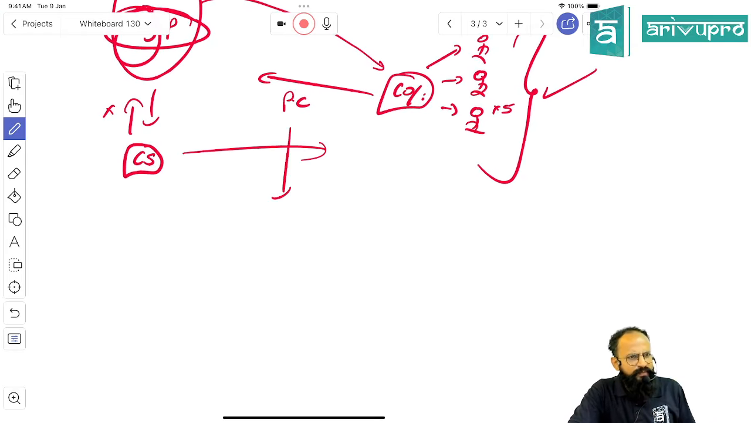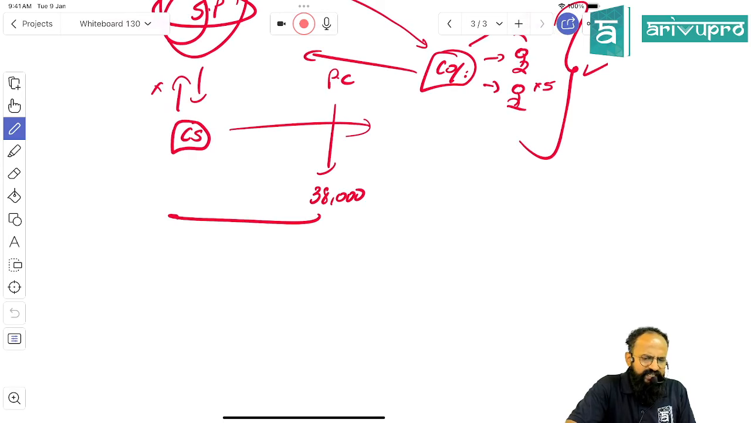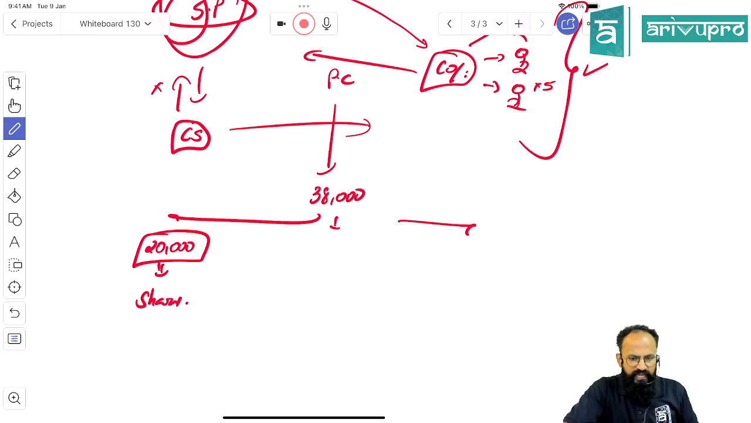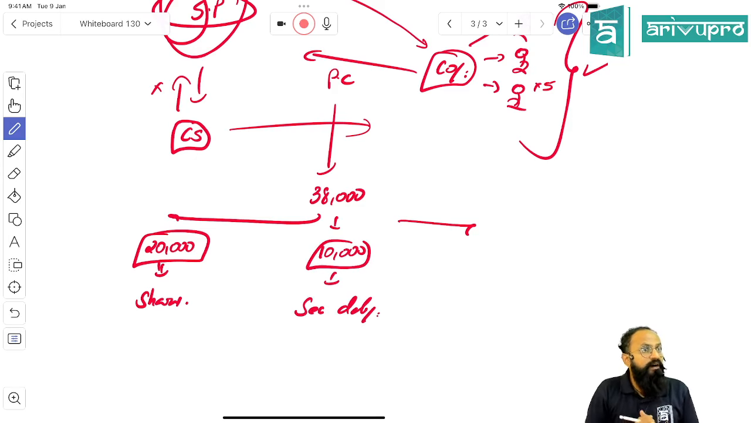The purchase consideration, people, was around 38,000 pounds. Yes, sir, 38,000 pounds. How did they decide, people? In this 38,000 pounds, 20,000 pounds worth of shares were issued. Meaning, today I will not give you money, I will give you the shares of the company. So for Salomon, 20,000 shares were issued in the new company. And 10,000 pounds of secured debentures were issued.